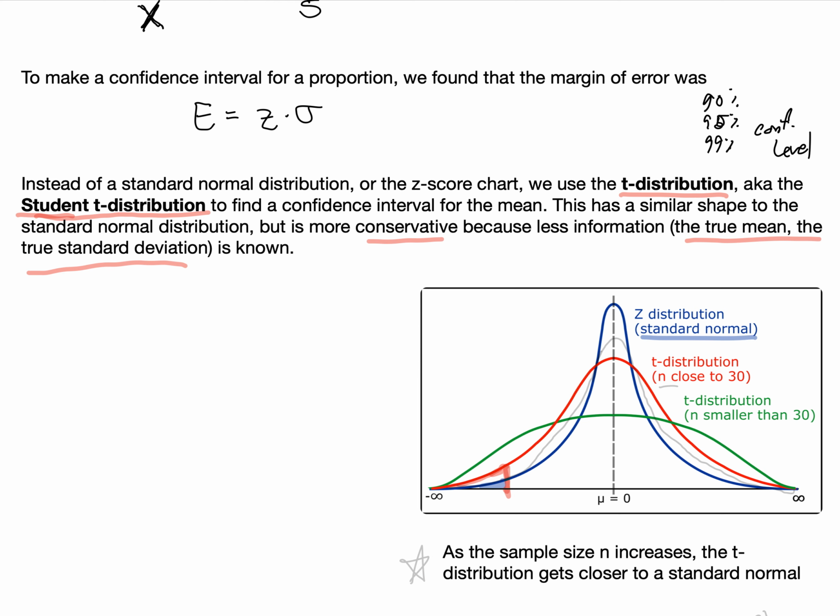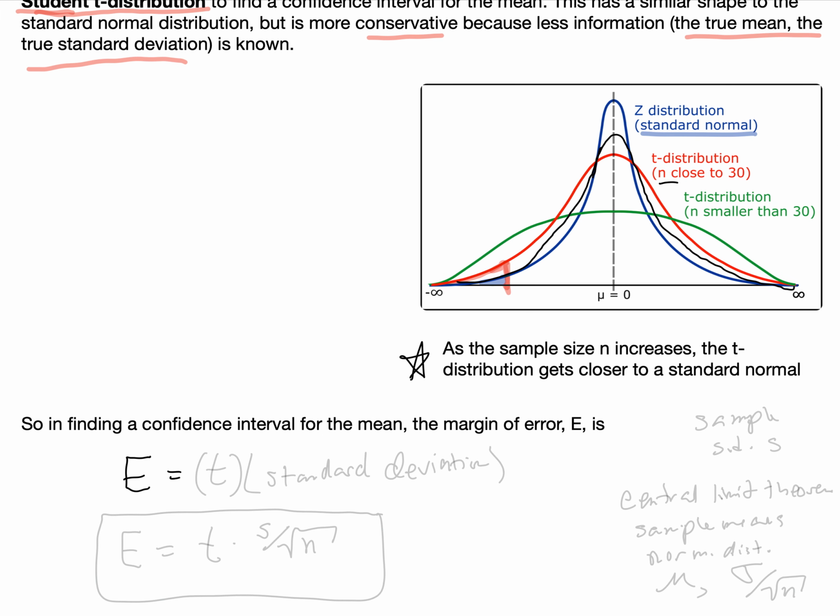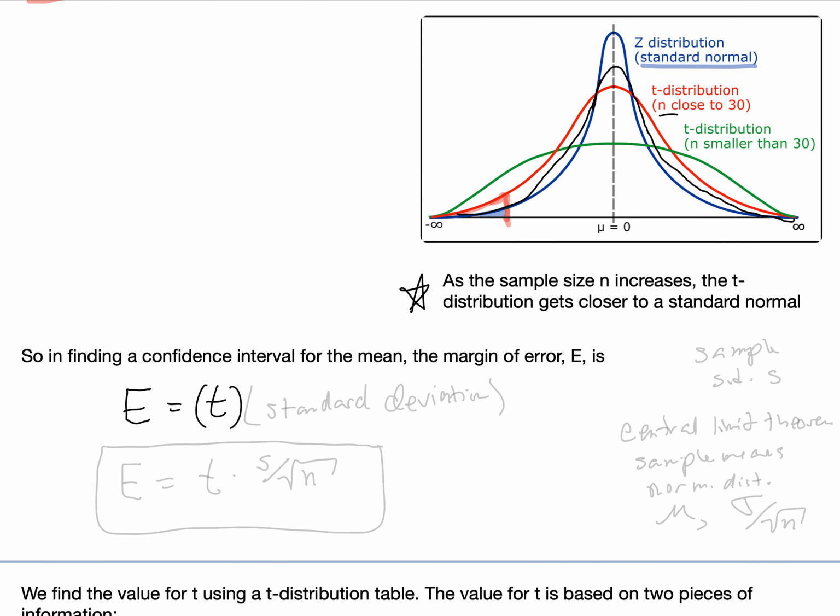And as you'll see when we look at the table, the value for t depends on the sample size, n, and as the sample size increases, the t-distribution gets closer and closer to a standard normal. So as n increases, the t-distribution comes more and more close to a standard normal distribution for larger sample sizes of n. So in finding a confidence interval for the mean, the margin of error E is going to be equal to this value t, which we'll see how to calculate in a moment, times the standard deviation.